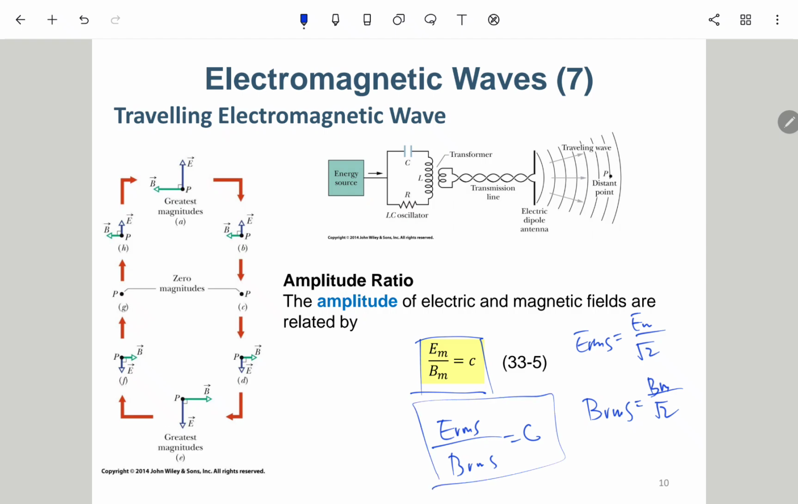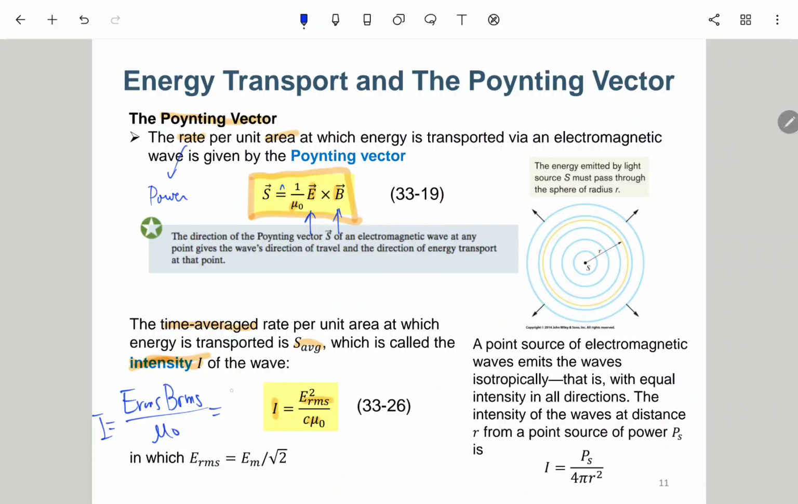Here we also have this one, which means B RMS will be E RMS over c. So in that case, we have E RMS squared over c mu naught, which is the intensity of the EM wave. Another equation we are concerned with is this: the intensity will be the power divided by the surface area.